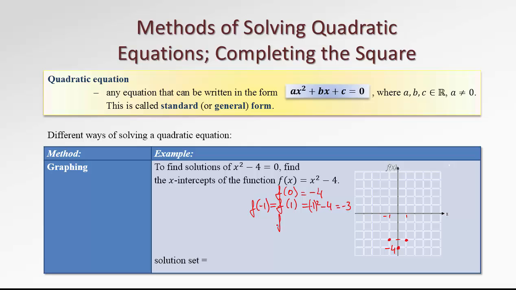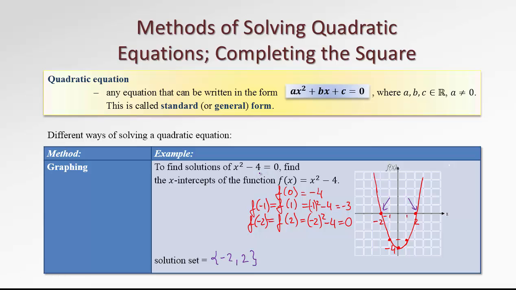Let's try one more. f of 2, which will be exactly the same as f of negative 2, since we are squaring 2 or negative 2, and that gives us the result 4. 4 minus 4 is 0. So overall, f of 2 is 0 and f of negative 2 is 0. Let's plot it. It will be here and there, 2 and negative 2. And now we can join those points. The result is a nice parabola like this. So the x-intercepts are negative 2 and 2. Therefore, the solution set of the original equation consists of negative 2 and 2.